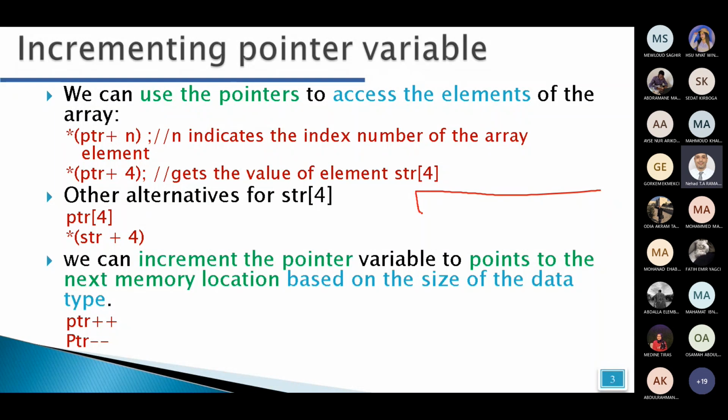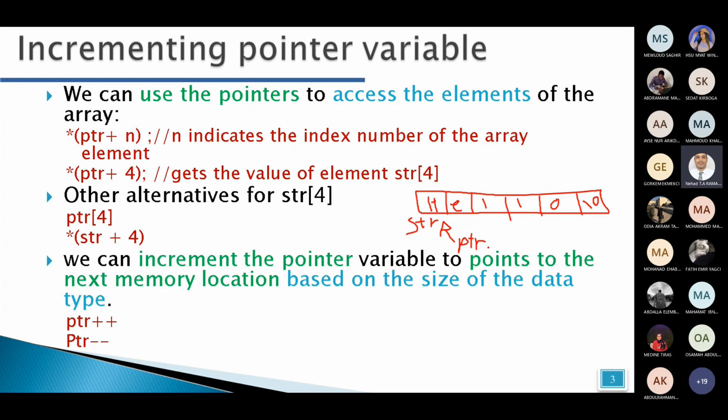So the idea is like this: if we have an array, this array named str, and it has these elements, Hello, and the last element, of course, which is null. Now, if we have ptr here, a pointer pointing to this array, how do we move inside it?